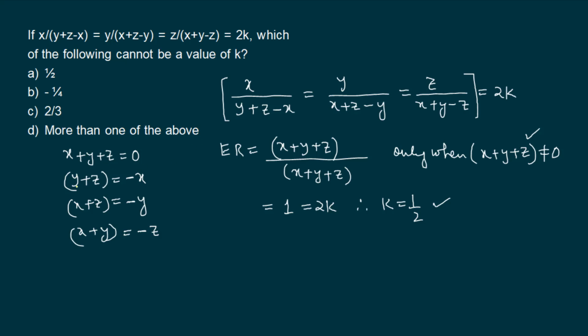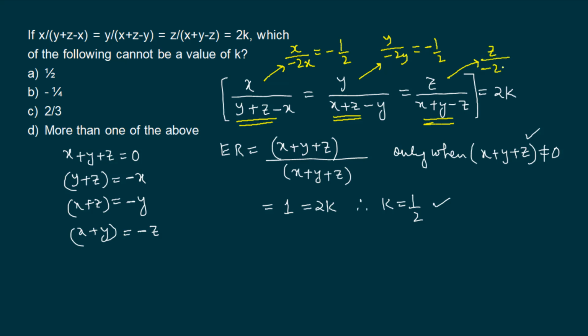Now, if I put x plus z is equal to minus x here, so this ratio will become x upon minus 2x. Minus x minus 2x, this will be minus half. If I put x plus z is equal to minus y, this will also become y upon minus 2y, that is minus half. If I put x plus y equals to minus z, this will also become z upon minus 2z, that is equal to minus half.